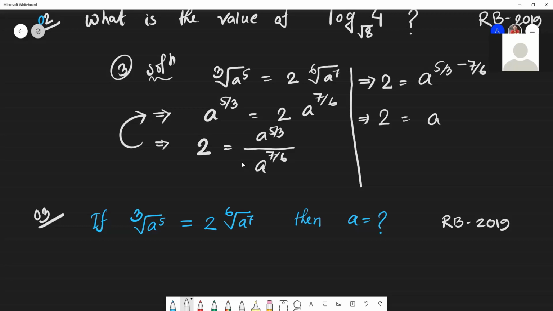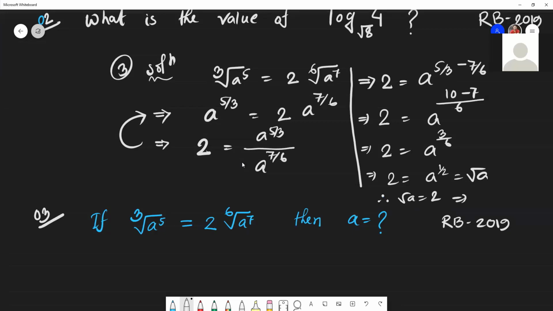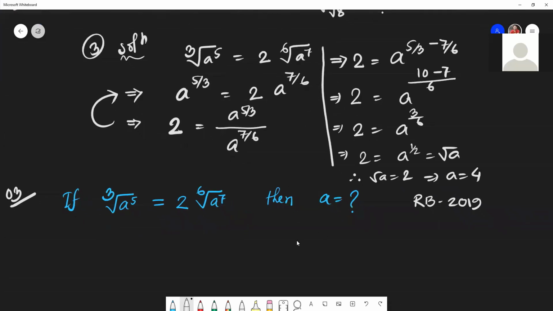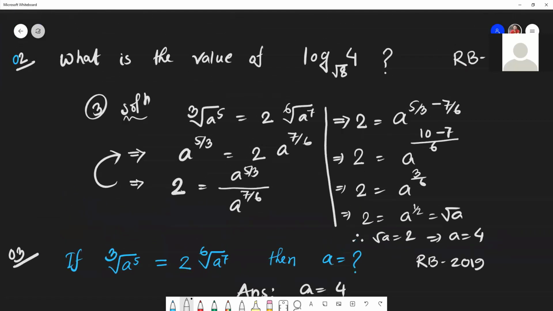2 equals a to the power, 6 is their LCM. This is 10 minus 7. So here 2 is equal to a to the power 3 by 6, and here 2 is equal to a to the power half, that means root over a. So here we can write root over a equal to 2, or doing the square on both sides, a equals 4. I think maximum students have done this math correctly. Answer: a equals 4. Is it clear to you all, dear students? Yes, sir. Okay, can we move to the next question?